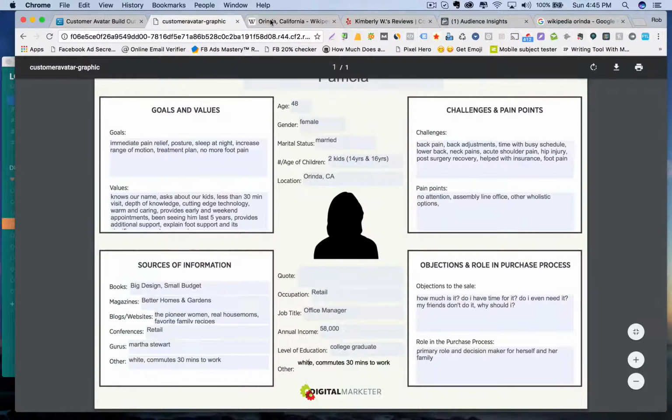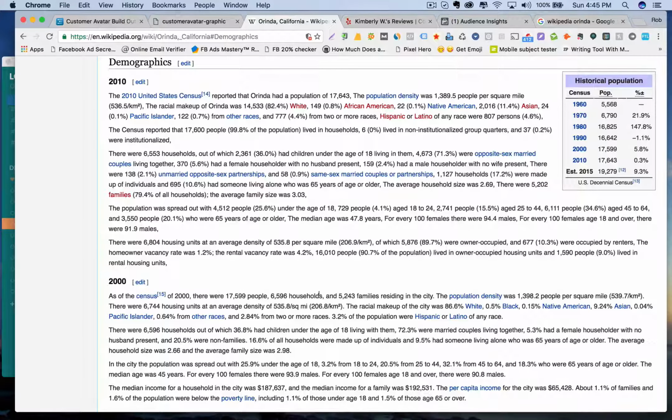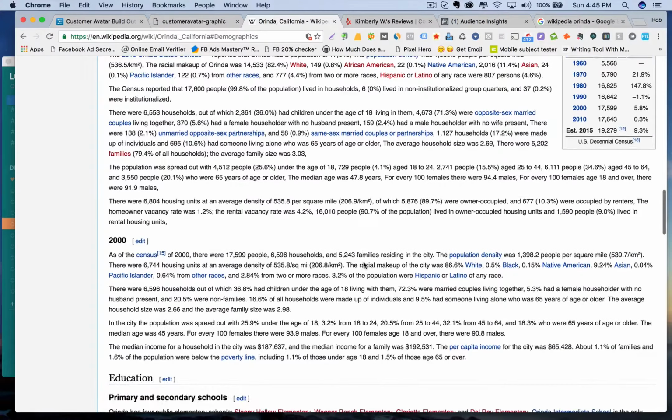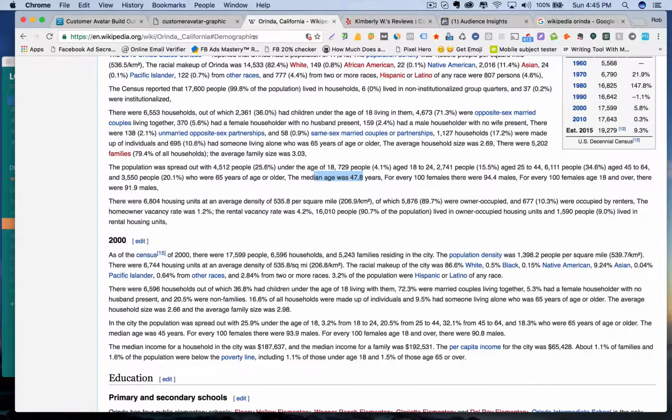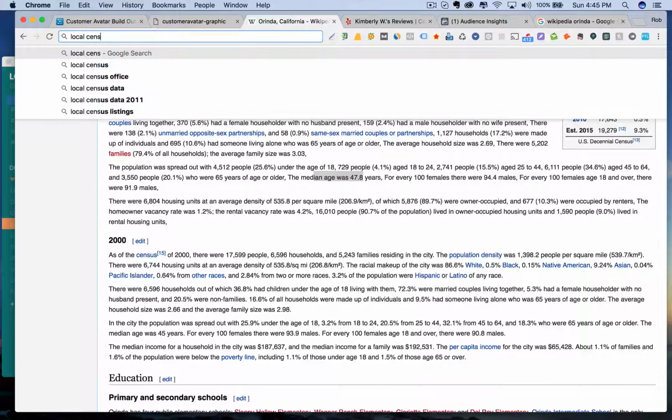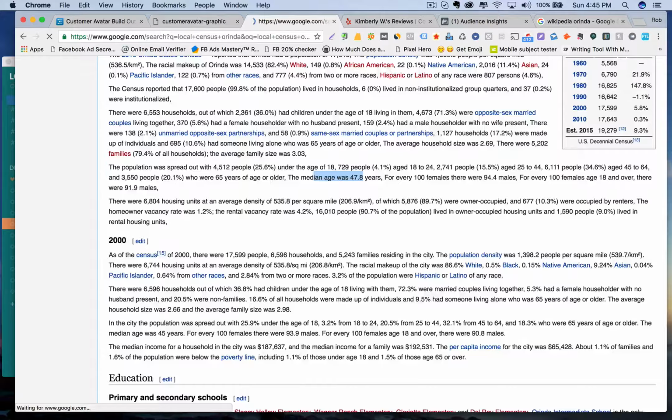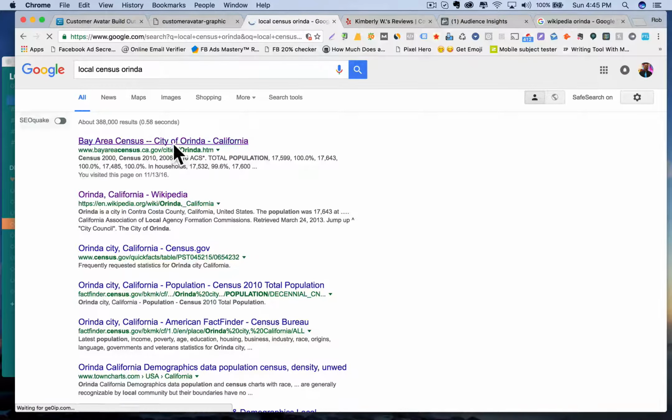What else do I find here that I need? That's it for now. Population. Oh, the age. The median age was 48. So okay, 48. Boom. Next. That's it for there, because I've got that satisfied. Now the question is, how do I get this information? All right, so then let's go to the local census. Local census, Orinda, Bay Area, city of Orinda. Cool, done.